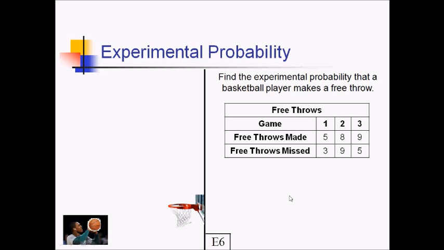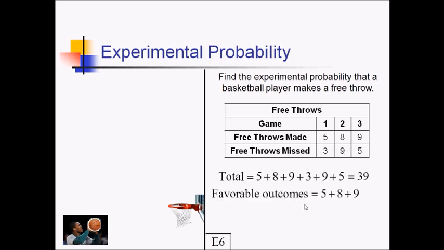Okay, so when coming up with our experimental probability, we need to know the number of successes and the number of trials. The number of trials is just all these different free throws that he took in these various games. So add all these together. And if you carefully add these, you will see this comes out to 39. And now the number of successes, that's just the free throws that he actually made, 5 plus 8 plus 9. That comes out to 22. So then his experimental probability of making a free throw is going to be 22 over 39.